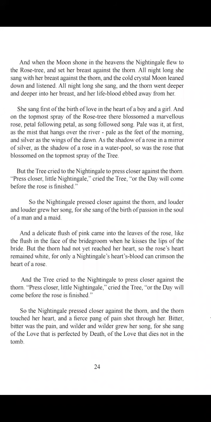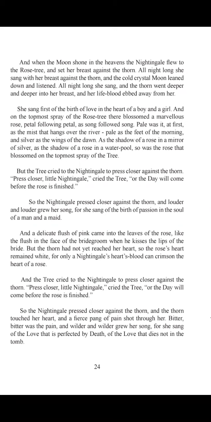And the tree cried to the nightingale to press closer against the thorn. Press closer, yeah. So the nightingale pressed closer against the thorn, and the thorn touched her heart. Finally, the thorn touched her heart, and a fierce pang of pain shot through her. Bitter, bitter was the pain, now unbearable. That pain is unbearable for the nightingale. It cannot bear that pain. It's so hard for it now. The climax is now at the peak point.